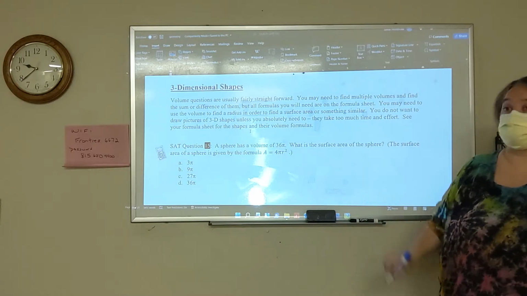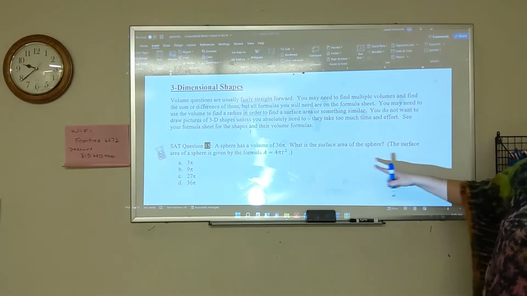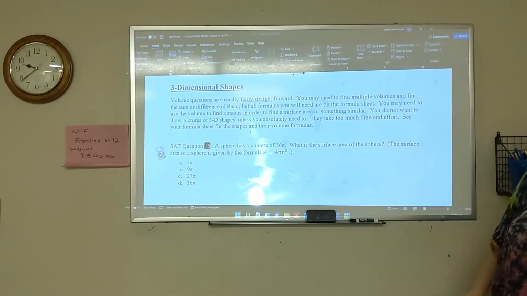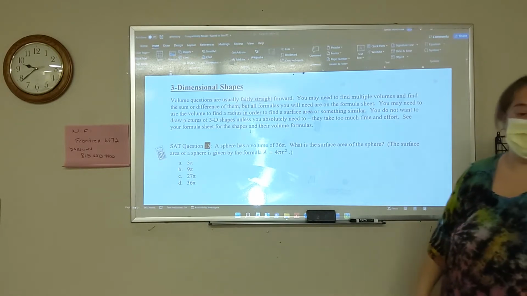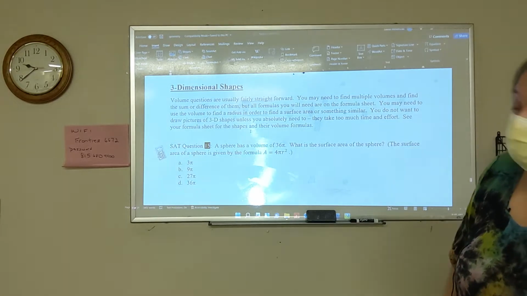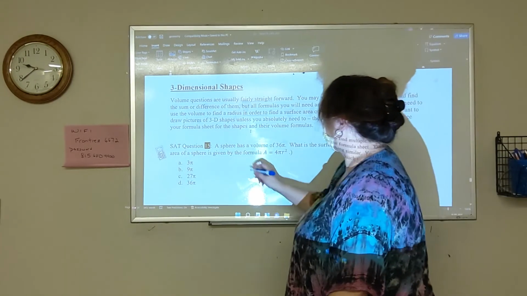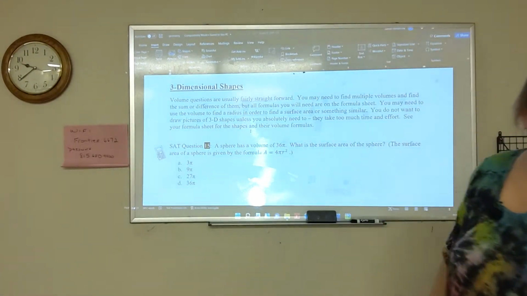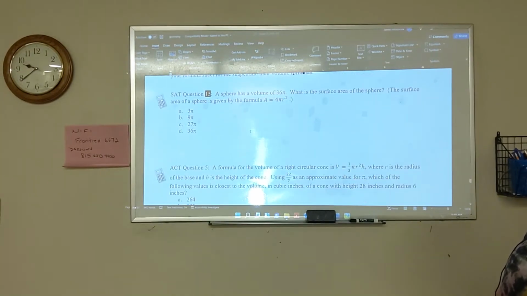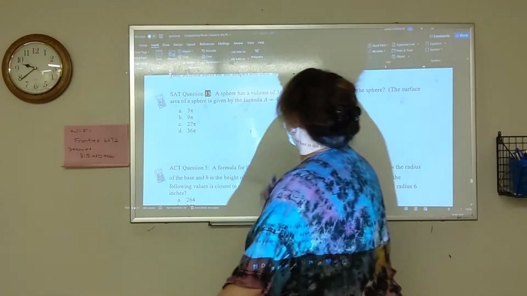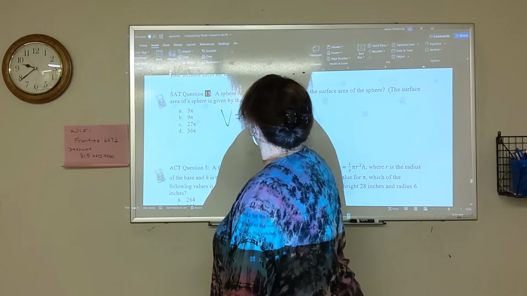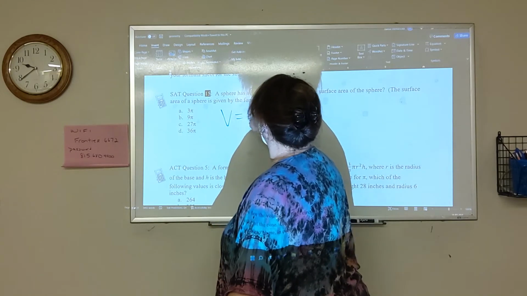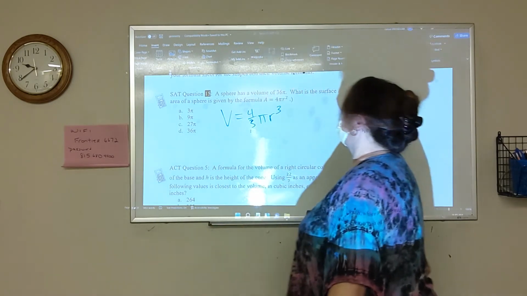You are not expected to know surface area formulas. Hence, they gave it to you in the problem. Surface area of a sphere is given by area equals 4 pi r squared. Okay. The volume of a sphere, that formula is on your formula sheet. Let me move this up a little bit. A little more room to work here, people. There we go. So the volume of a sphere is 4/3 pi r cubed. That's your volume.